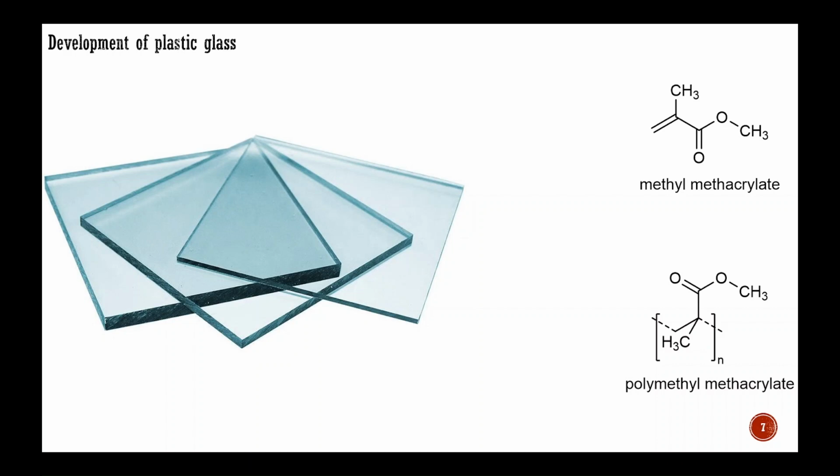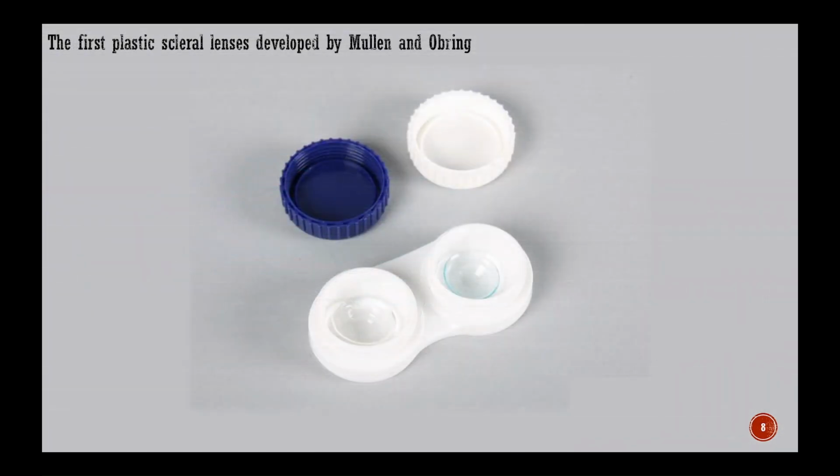Considering the limitations of heavy, fragile glass, the development of polymethyl methacrylate in the 1930s marked a transformative moment in optical design. Polymethyl methacrylate offered unprecedented clarity, durability, and a lighter weight compared to glass, paving the way for modern plastic eyewear. Shortly after, Mullen and Obring developed the first all-plastic scleral contact lenses. Their design featured a central optic made of rigid plastic, which not only provided improved refractive correction, but also ensured a more comfortable fit by resting on the sclera instead of covering the entire eye surface.